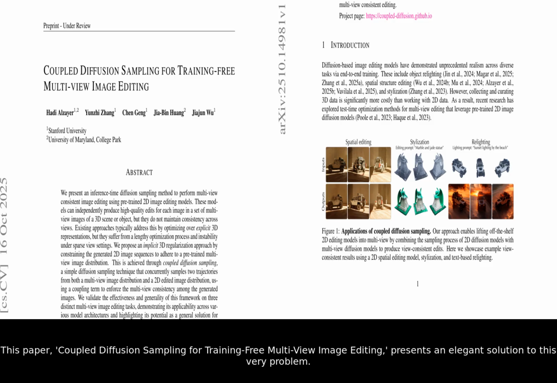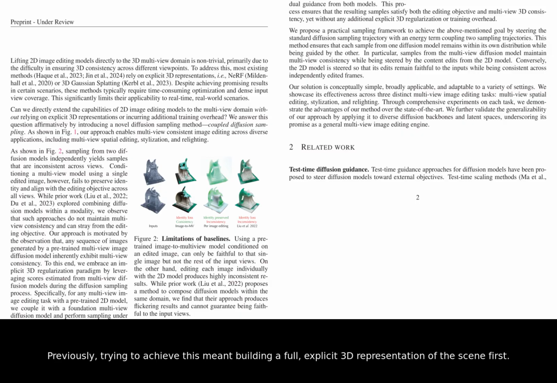very problem. Previously, trying to achieve this meant building a full, explicit 3D representation of the scene first. This process is often slow, requires a lot of computing power, and can be unstable if you don't have enough photos. But the researchers here asked, can we get 3D, consistent edits without the headache of building a full 3D model? Their answer is a new technique called Coupled Diffusion Sampling.